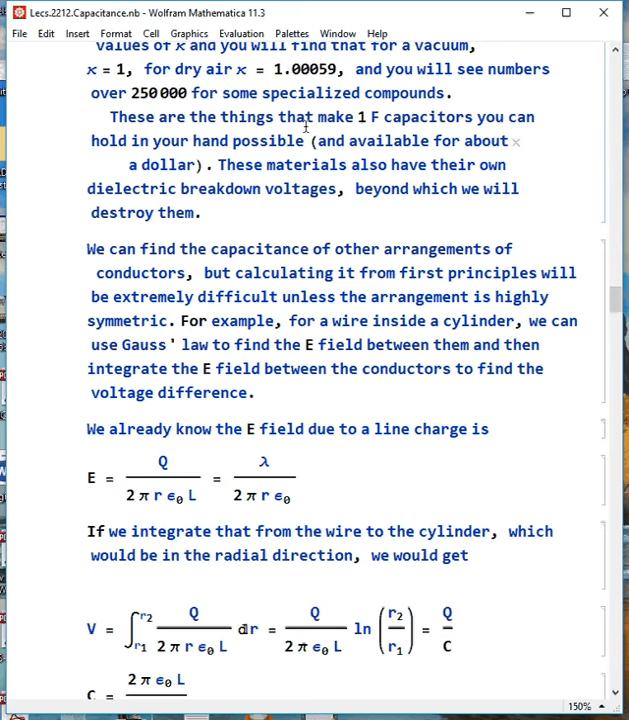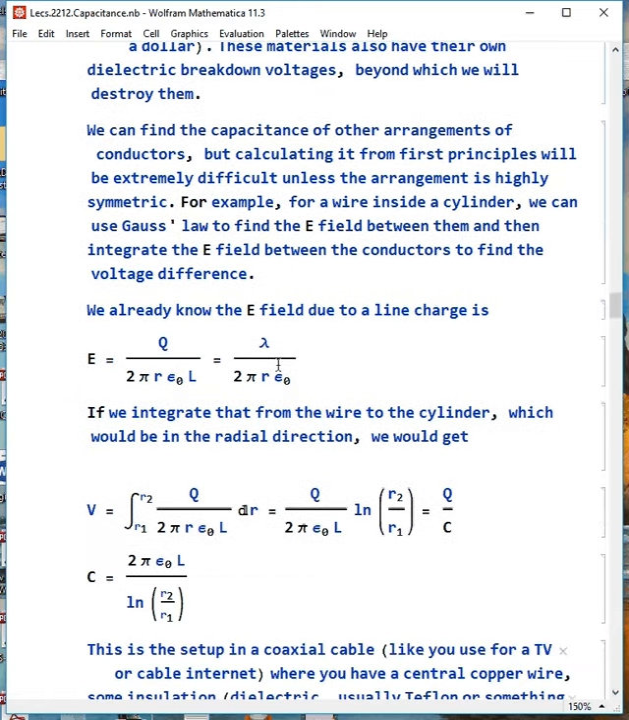voltage up enough. We can find the capacitance of other arrangements of conductors, and calculating this from first principles is in general very, very hard, kind of like finding the electric field from a very weirdly shaped thing like a charged person. However, if we have a highly symmetric arrangement, we can put Gauss's law to work and figure out the capacitance that way. The one example we'll do besides parallel plate, let's say we have a wire inside a cylinder and we use Gauss's law to find the E field between them. We already know what we're going to get.